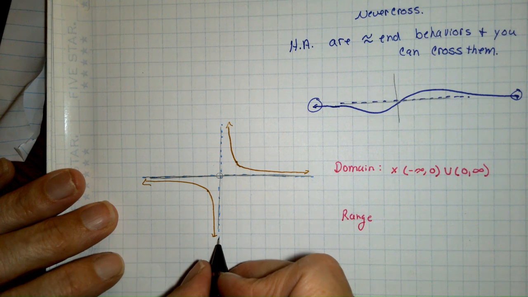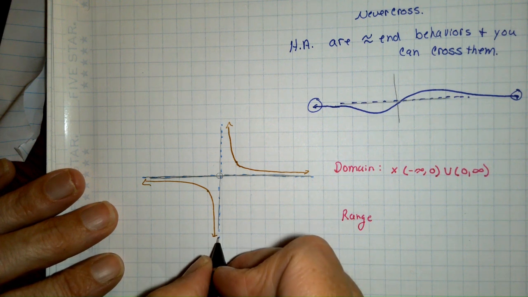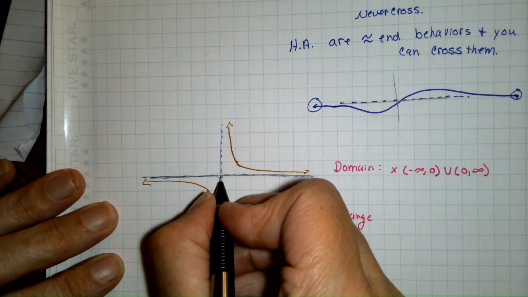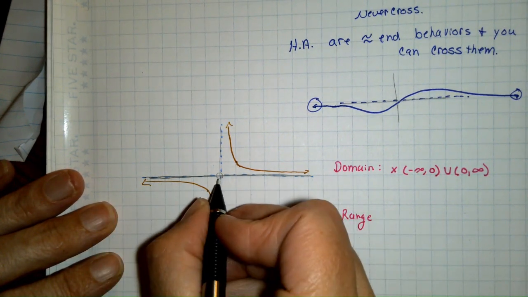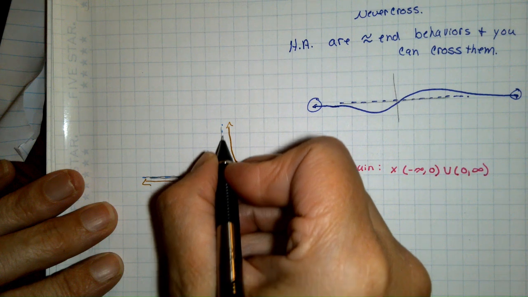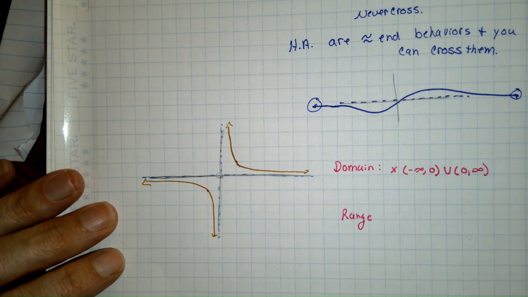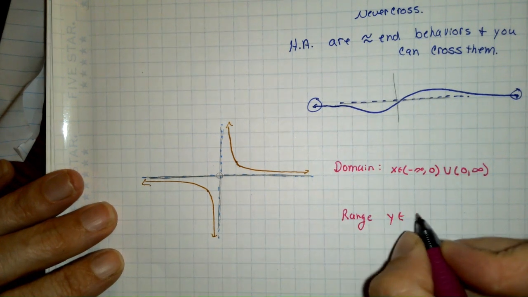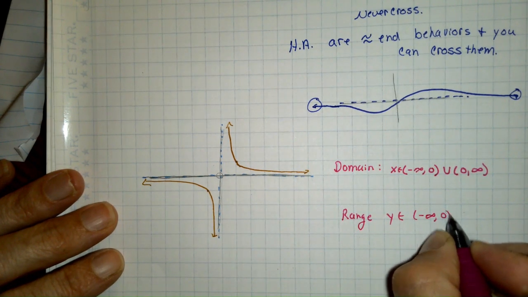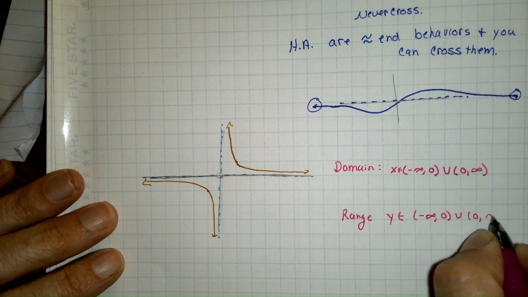And our y's kind of did the same thing. We're coming up, coming up, coming up. We hit that asymptote, and there's no dot horizontally anywhere on that asymptote, so we skipped over it, and then we continued on. So in this case, our range was very similar. Oh, I forgot the element symbol. Y is an element of negative infinity to 0, or 0 to infinity.